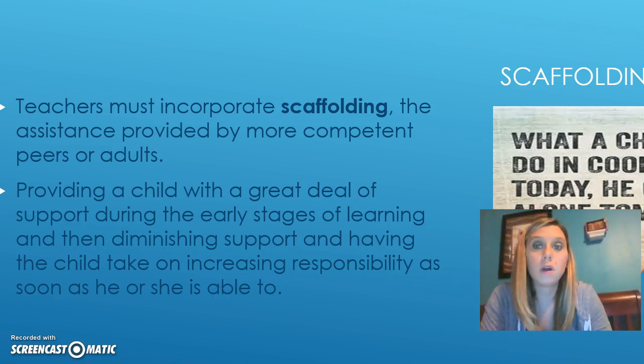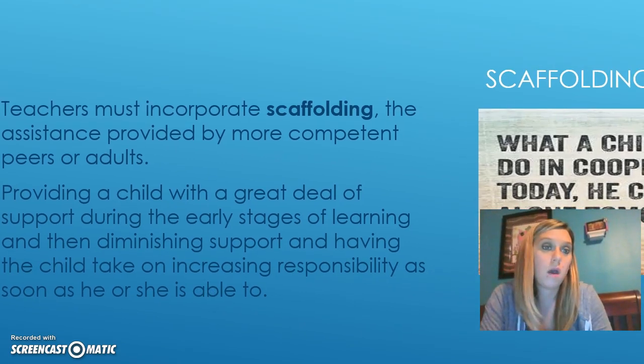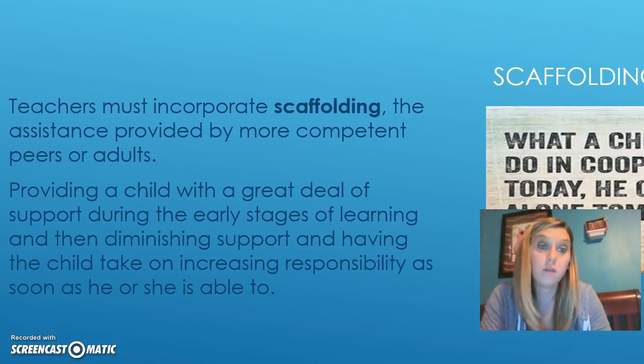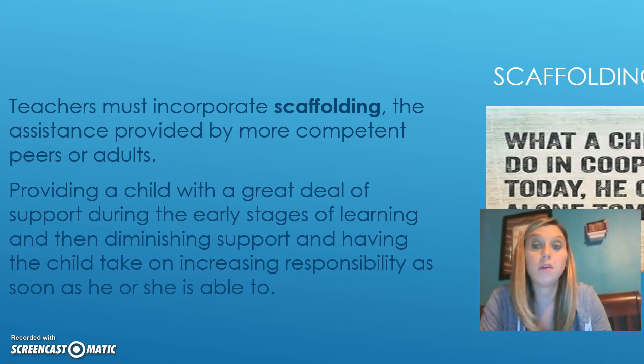Okay, so now I'm going to talk about scaffolding. Teachers must incorporate scaffolding, which is the assistance provided by more competent peers or adults. You provide a child with a great deal of support during the early stages of learning, and then you want to slowly diminish support and have the child ultimately do the task by itself. You want to increase the responsibility as soon as you think he or she is able to.